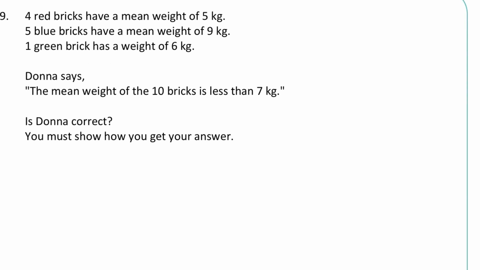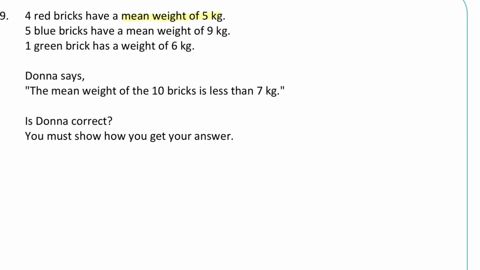On to the next one. Straight away I can see that it's given us a mean. 4 red bricks have a mean of 5. Now whenever we are given a mean, it's a reverse mean question. So normally when you find the mean, you add them all up, divide by how many there are, you get the mean. Now in this question, it's given us the mean and it's given us how many there are.